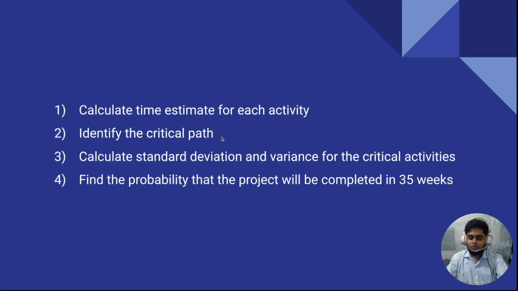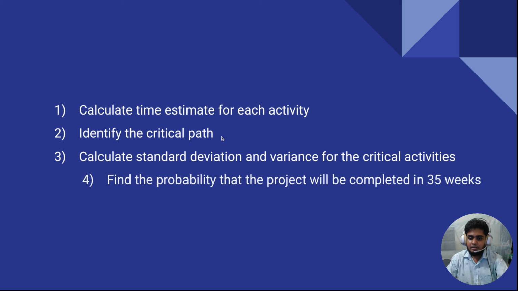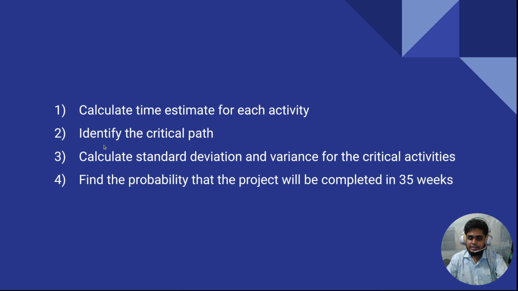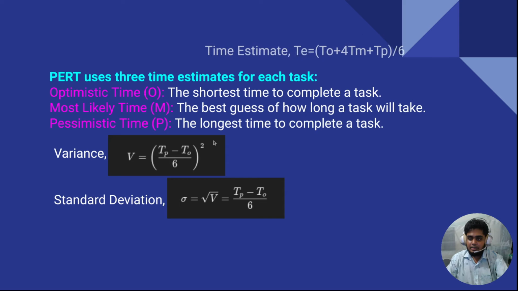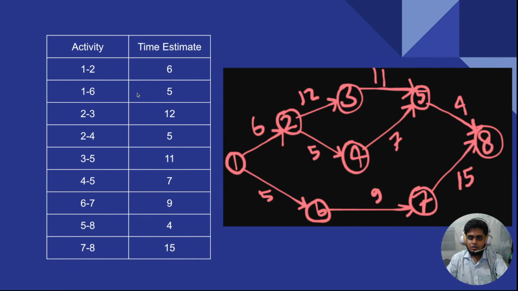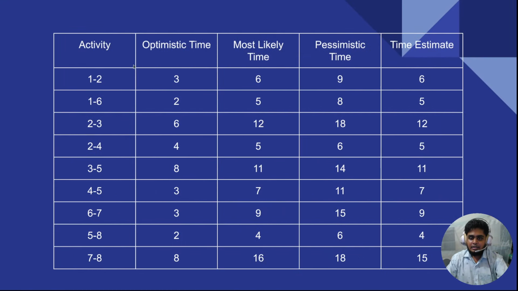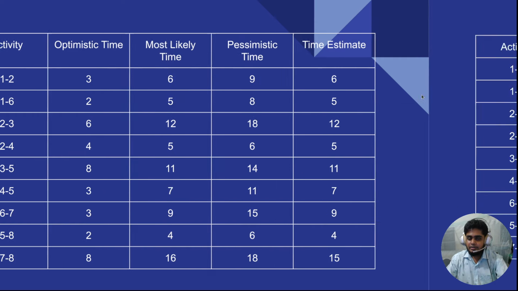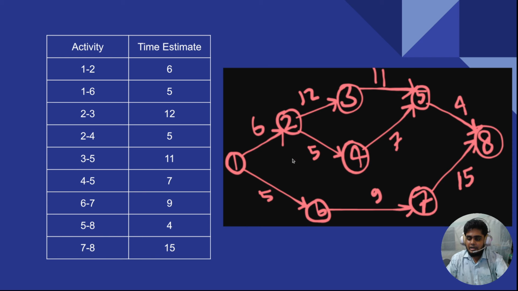Since this is a PERT analysis problem, how can I identify the critical path? Here it gives me activities in this format and some values. For example, I just omit those values: optimistic time, most likely time, and pessimistic time. I don't need these values to solve this part. I just need the activity and time estimate. So this is the critical path.